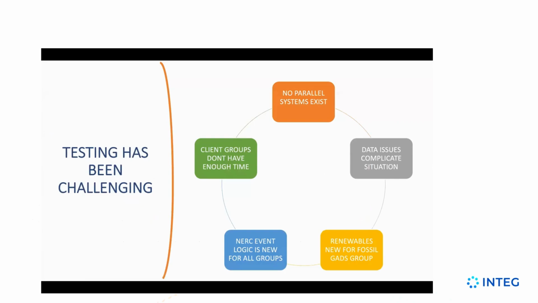So yeah, again, testing has been challenging. The client groups themselves don't have enough time. NERC event logic is new for all of the groups. If you're in a renewables group, GADS is often kind of new. Even if you had the old wind stuff, it's a little bit different. Data issues are complicating everything. And there are no parallel systems that exist to serve as a touchstone to say, hey, is this right or is this wrong? So just keep that in mind. Testing has been challenging for everyone.